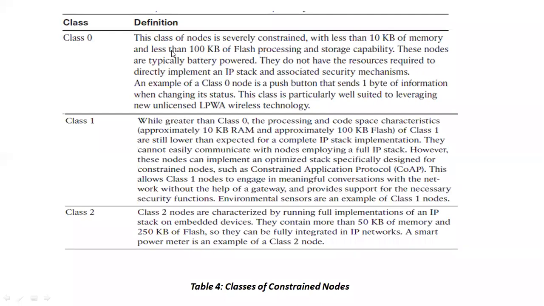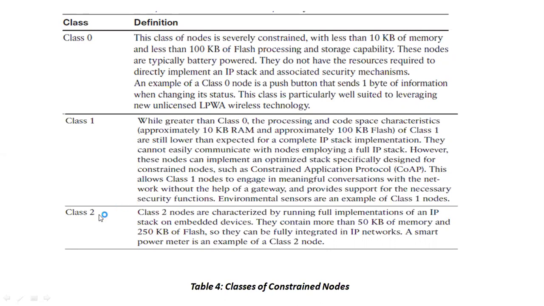If you come to class 1, these are a little greater than class 0. Sorry, class 0. They have more than 10 KB and 100 KB of memory and storage respectively. And they are not going to support IP stack implementation. IP means what? Internet Protocol, right? Which is the protocol for the network layer. So these class 1 devices or nodes will not support the IP stack implementation.